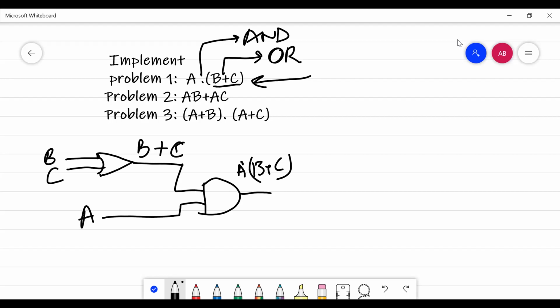Now the main thing is that we have to go for the truth table, because the same circuit we are going to design in our Tinkercad, and we will see how our LED is going to glow according to the inputs B and C and this A.